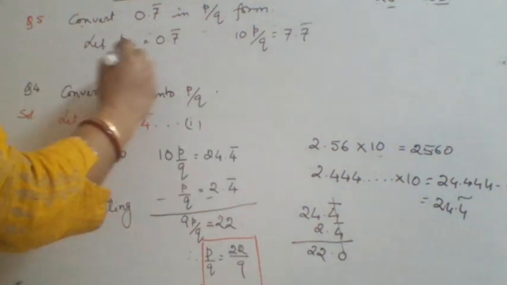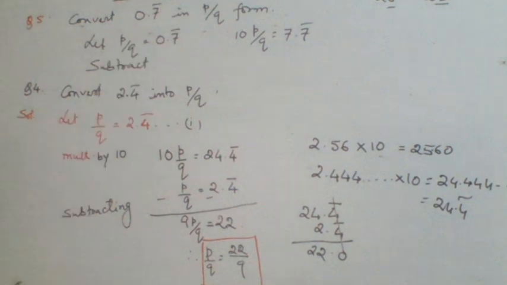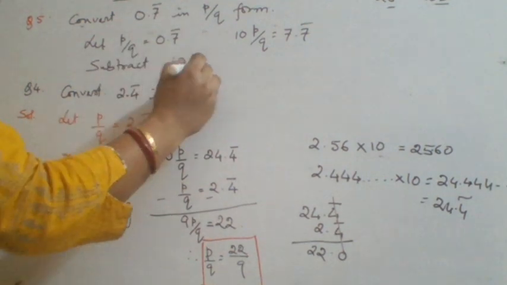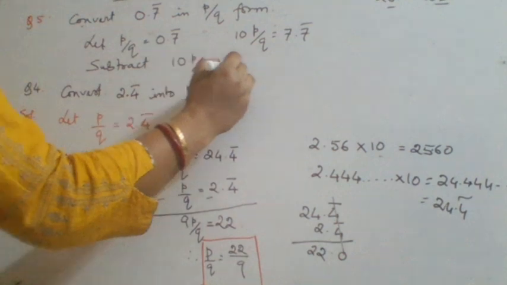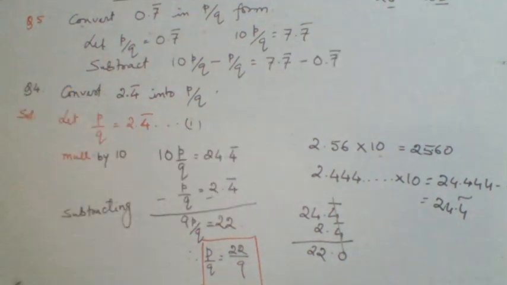So this is when you subtract. If you subtract it, what do you get? 10p by q minus p by q is equal to 7.7 bar minus 0.7 bar.